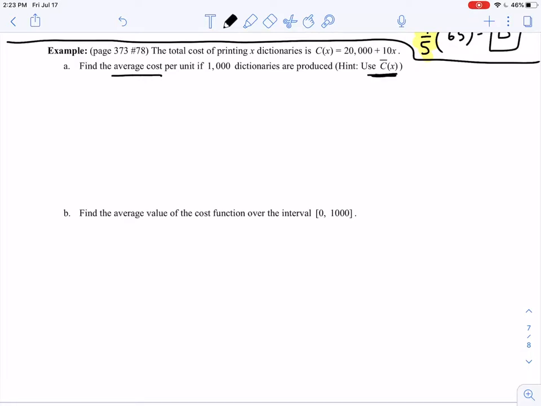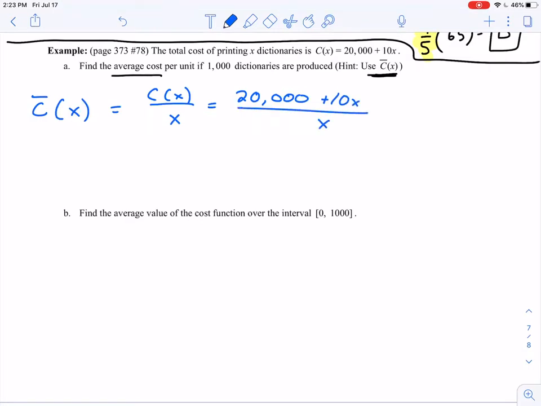This is something that we haven't seen in a while. It's probably good since we have a final exam coming up. If I want to find the average cost, it's given by C bar of x, which is C of x divided by x. So you could, if you wanted to, take 20,000 plus 10x over x. We could simplify that and say 20,000 over x plus 10 if you really wanted to, or you could just leave it like this. It's up to you.